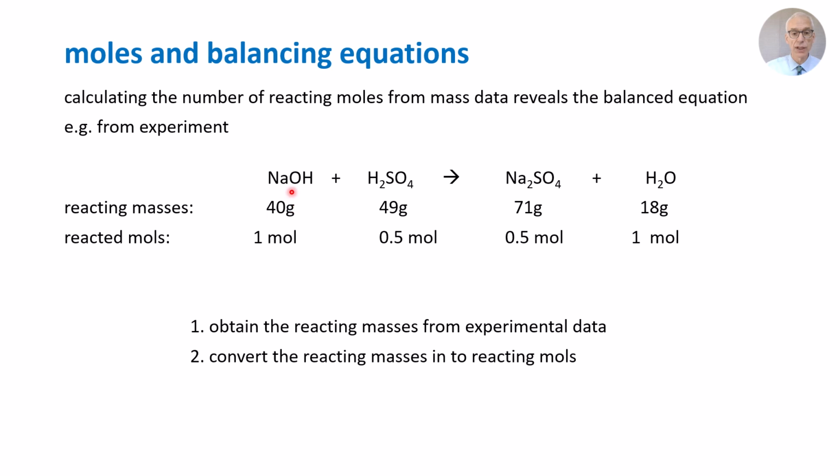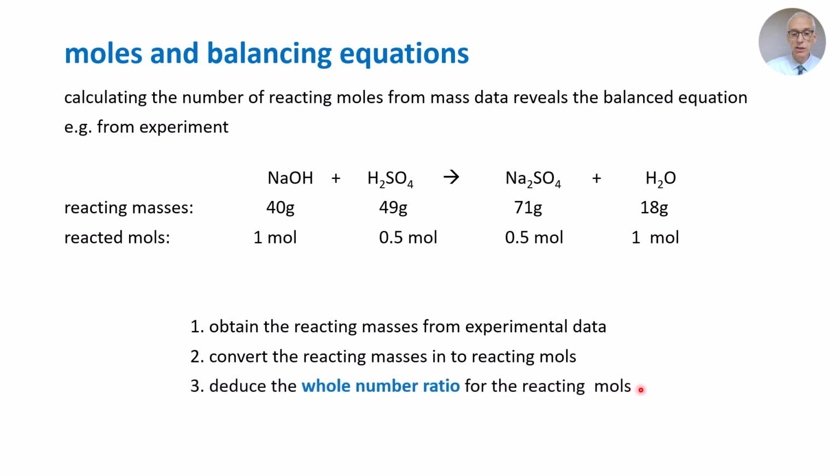sodium is 23, oxygen 16, hydrogen 1. So 40 divided by 40 gives us 1 mole. Hydrogen sulfate, 2 times 1 for hydrogen, 32 for sulfur, and 4 times 16 comes to 98. So 49 divided by 98 gives us 0.5 moles of hydrogen sulfate. Similarly, 71 grams of sodium sulfate is 0.5 moles, and 18 grams is 1 mole of water.